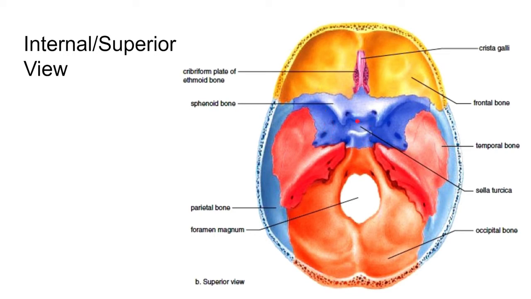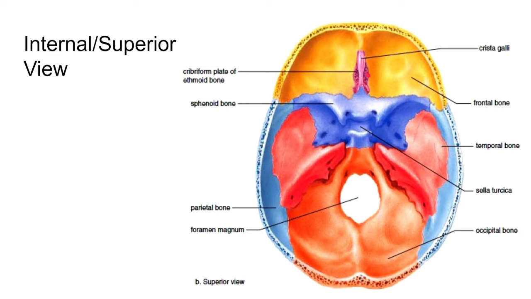Within the sphenoid, I have this depression right here. It's called the sella turcica, or Turk's saddle. Turk's saddle is the thing that houses the pituitary gland. And we'll do a little investigation as to what the pituitary gland does for us. But it actually sits in this sella turcica right underneath our brain.